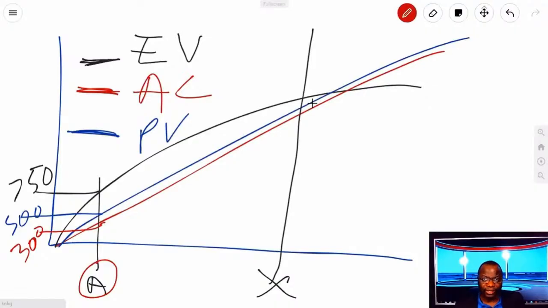At point X, what is the state of the project? At point X, earned value is the black line, planned value is the blue line, and actual cost is the red line. Tell me. Tell me.